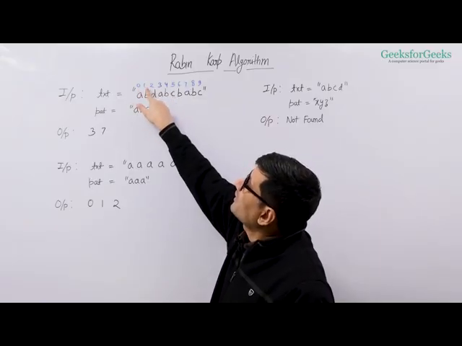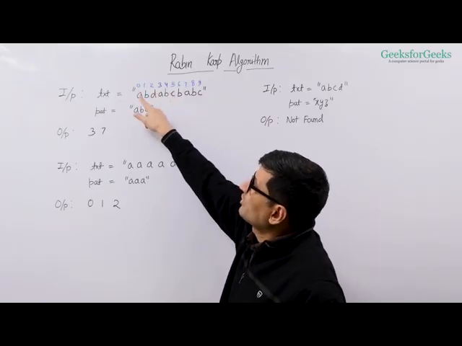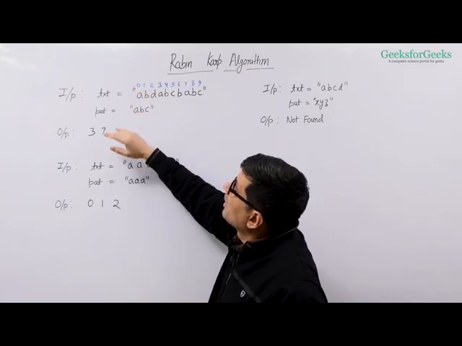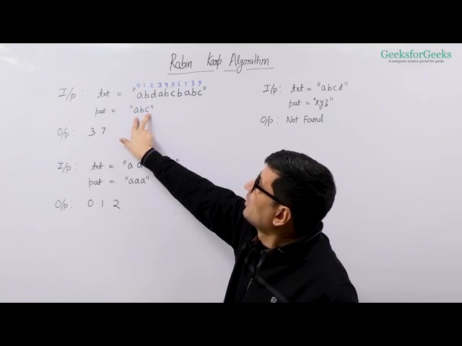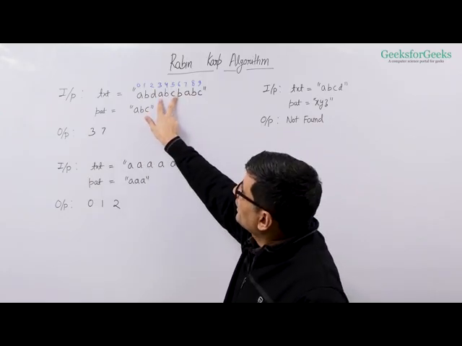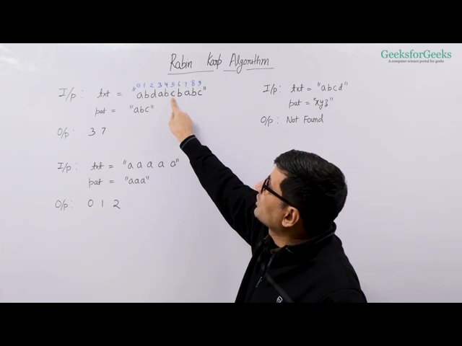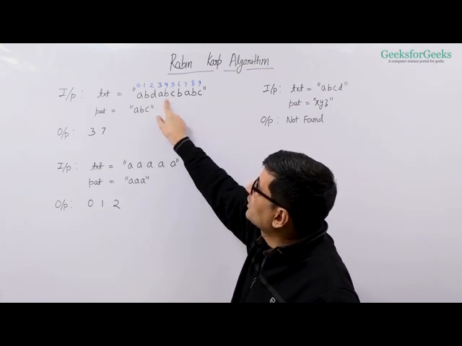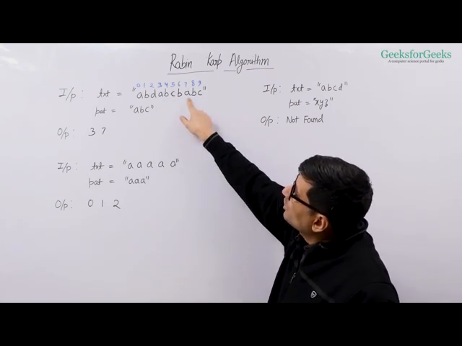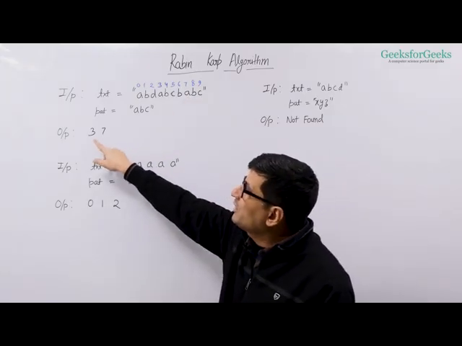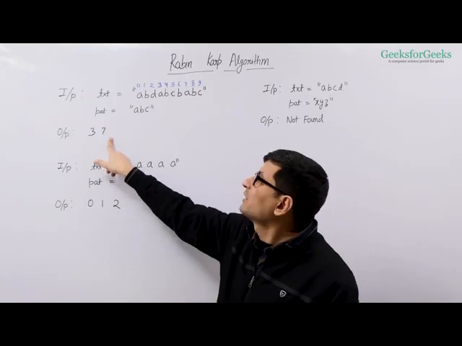These are the indexes of the characters in the text. So character A is at index 0, this is at 1, this is 2 and so on. Now we see this pattern. We can notice that this is present at index 3, right? At index 3 it begins and it has all the occurrences of the characters of the pattern in the same order. Then it also occurs at index 7. So our output is 3 and 7 separated by a space.